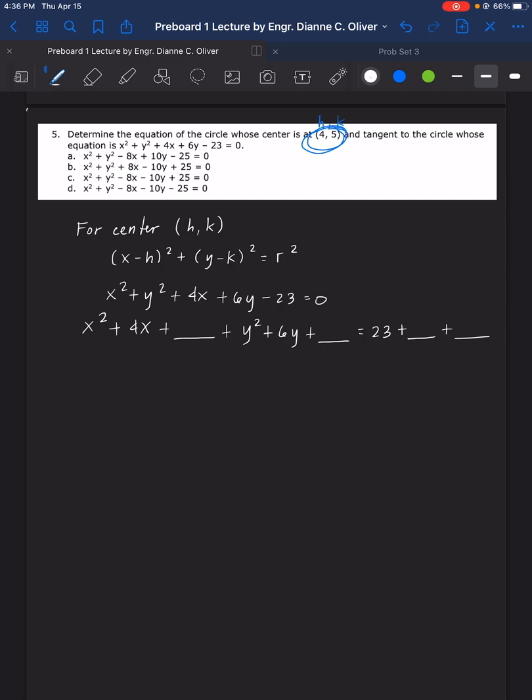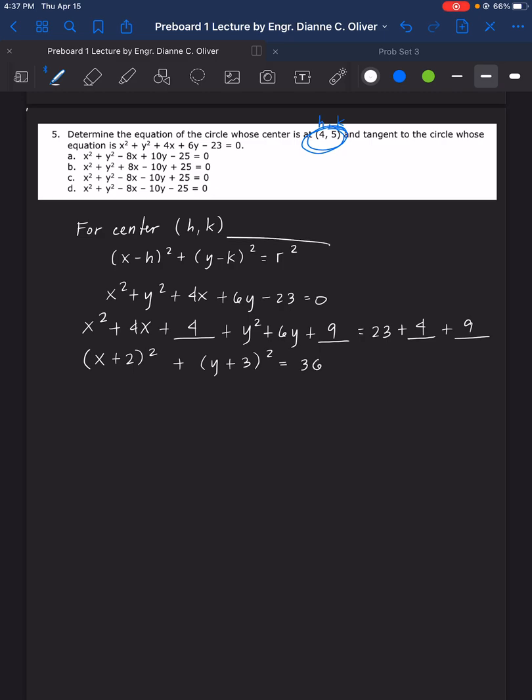Okay? So what is 4 divided by 2 and then squared? 4 divided by 2 is 2, squared is 4. So we put here 4. What is 6 divided by 2 squared? 6 divided by 2 is 3. 3 squared is 9. So we put here 9. Therefore, this is x plus 2 squared plus y plus 3 squared equals 23 plus 4 plus 9, which is 36.